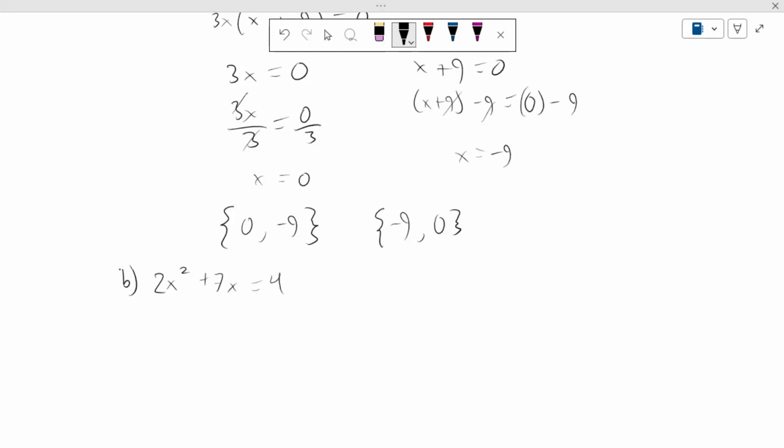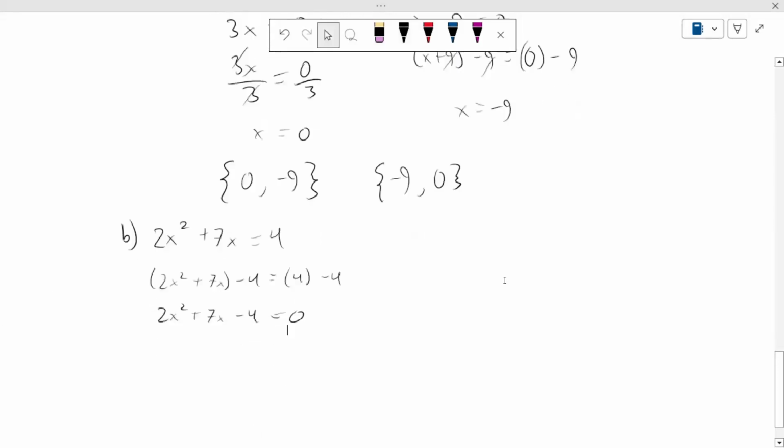Okay. So I'm going to go ahead and subtract 4 on both sides of the equation. The reason that I'm going to do that is because I want to put this thing into its general form, its standard form. So I'm going to take the left-hand side and subtract 4, and take the right-hand side and subtract 4. So I'm going to be left with 2x squared plus 7x minus 4 is equal to 0. And now that's in the nice standard form that we like for quadratic equations.